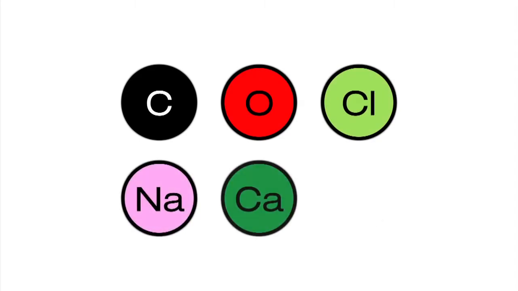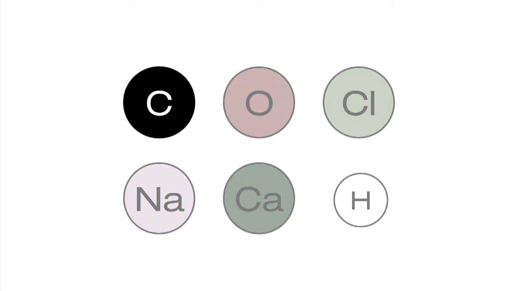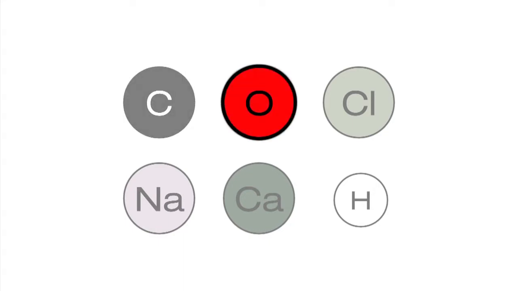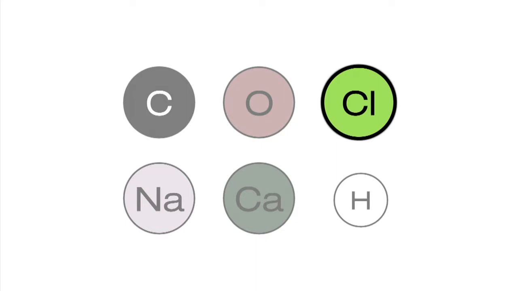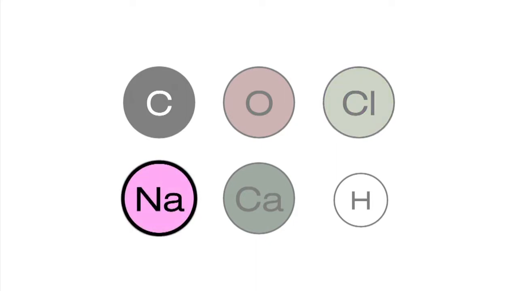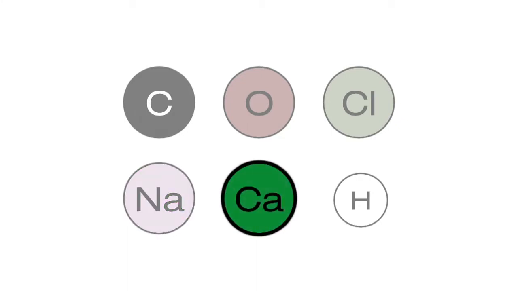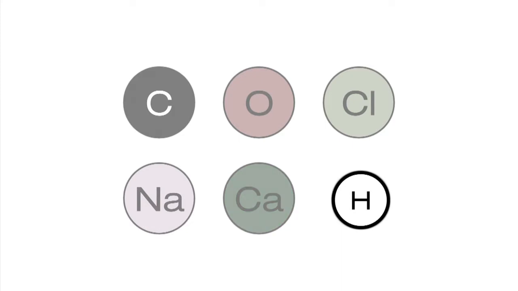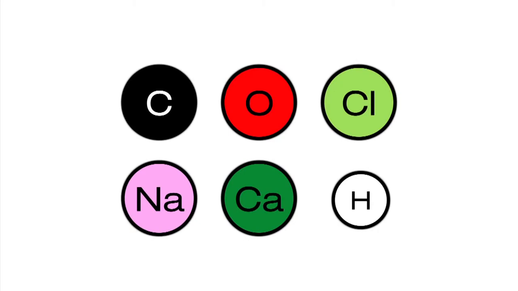Let's follow the atoms in our chemical reaction through an animation. Each circle represents one atom from a different element. The black circle with the C represents one carbon atom. The red O is oxygen. The light green Cl is chlorine. The pink Na is sodium. And the dark green circle with the Ca is a calcium atom. The small white circle with an H represents one hydrogen atom. It is the smallest atom.